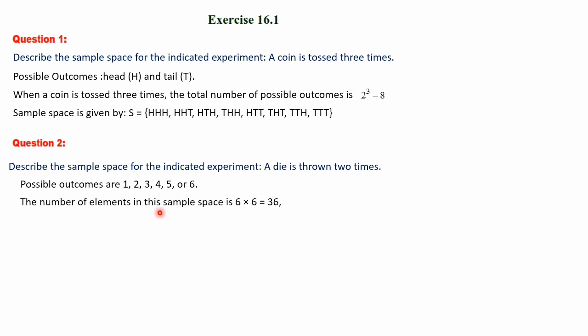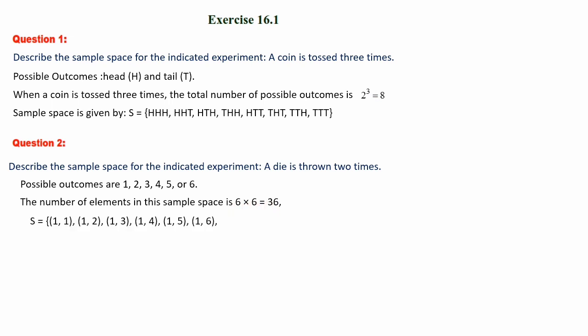The number of elements of the sample space are 6 into 6, or 6 square we can say. As before, here 6 means the number of possible outcomes when one die is rolled. That is 6 outcomes we will get. Number of times it is thrown, that is 2. So 6 square, that is 6 into 6, equal to 36.